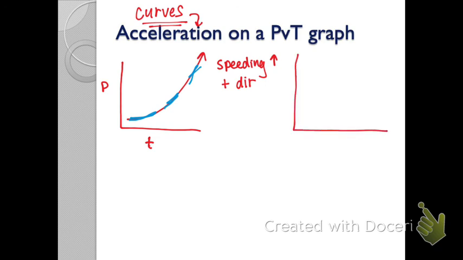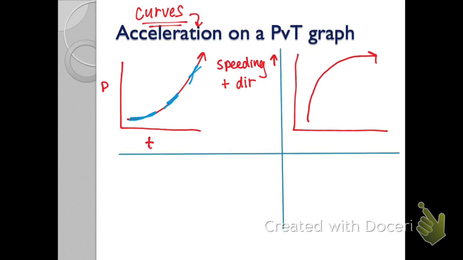What if my graph looked like this? What if my graph looked like this one up in the upper right? Am I moving in the positive direction or the negative direction? I'm moving in the positive direction. And do you think I'm speeding up or slowing down? I'm slowing down, because I start with a really steep slope. I'm moving fast, and now I'm moving slower, not moving very much. Do we see how that curve shows us speeding up or slowing down?